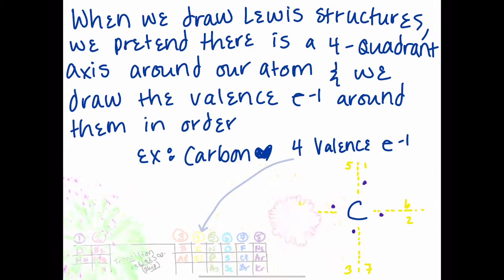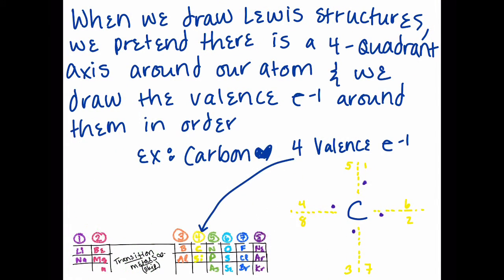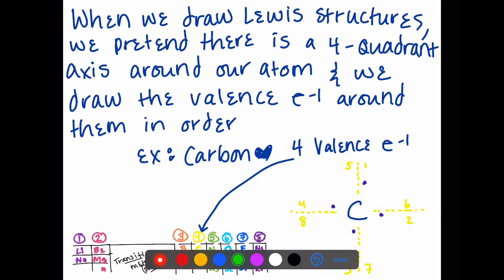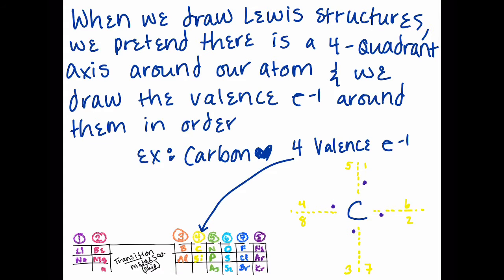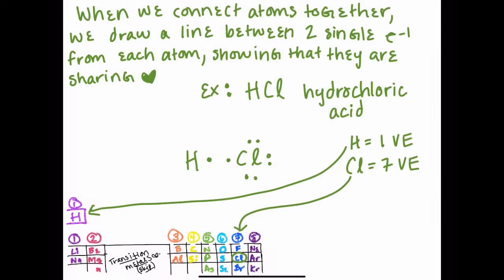When we're going to draw Lewis structures, the first thing we do is fill in the valence electrons in a four-way quadrant. Our example is carbon. On the periodic table, you can see that all of those vertical atoms have 4 valence electrons. So I'm going to draw them in: 1, 2, 3, and 4. It's just that easy.